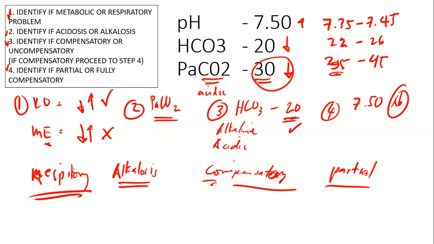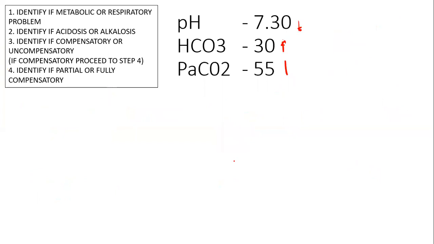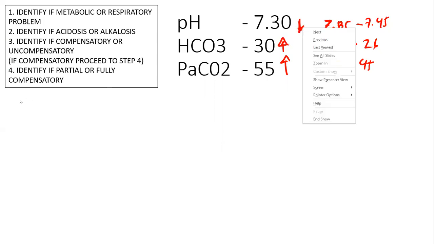All right? Next, let's try to answer number 2. You can hit the pause button if you want, so you can answer on your own. Hit the pause. Okay. Now let's try to answer. So we have here, let's write down the normal values. 7.35 to 7.45. We have 22 to 26. You have your 35 to 45. This is arrow up. This is arrow up. This is arrow down. So let's take a look.